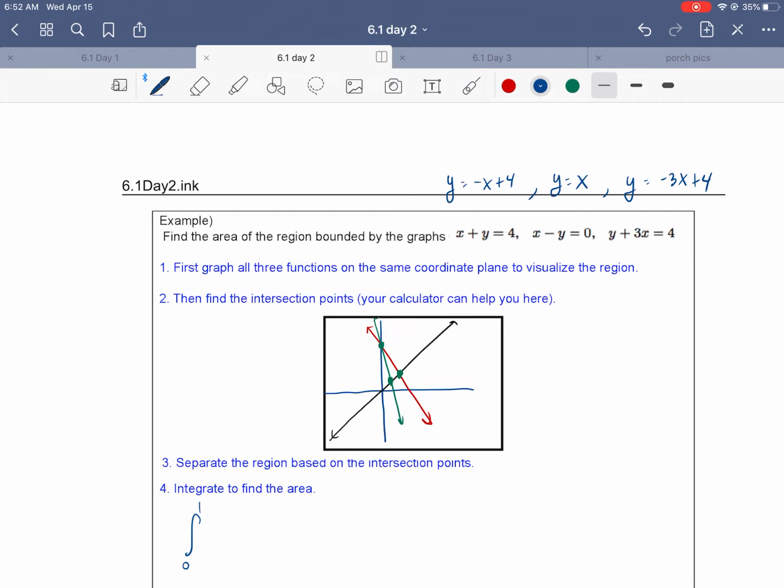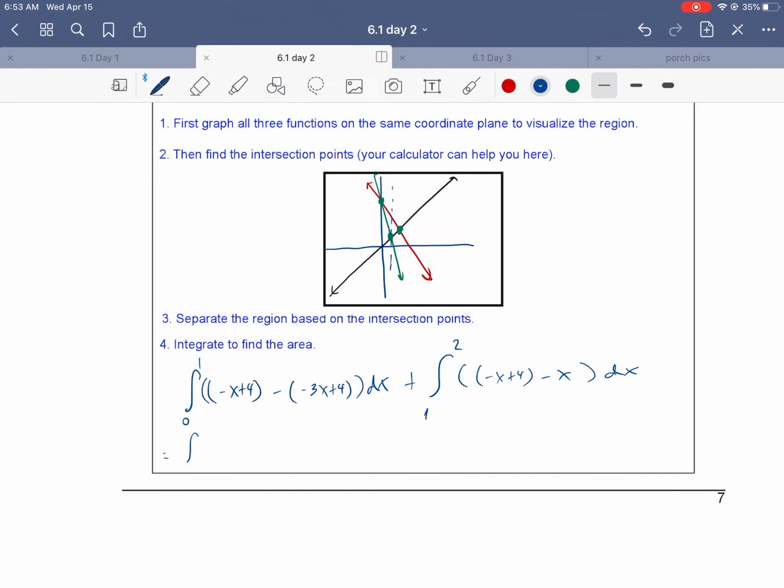Our first space goes from 0 until 1. Red is above green. Red is less steep than green, so negative x plus 4 minus quantity negative 3x plus 4, dx. Second one goes from 1 until 2. Red is above black now. So negative x plus 4 minus x. Simplify, and then go ahead and put it into Desmos.